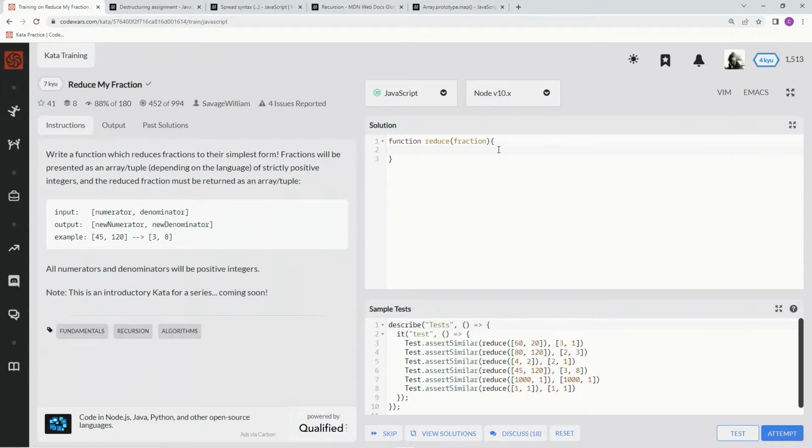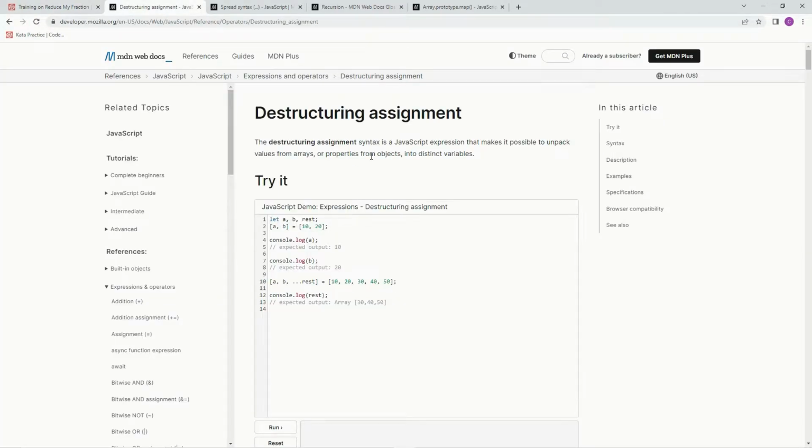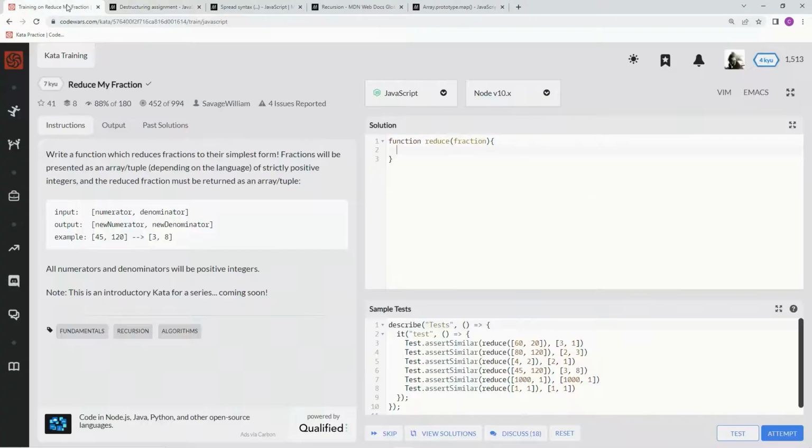is we're going to first start by declaring the numerator and the denominator using this destructuring assignment syntax, which is an expression that makes it possible to unpack values from arrays or properties from objects into distinct variables. So we're going to go like this: let, and inside of some brackets, we're going to say numerator and denominator. All right, and we're going to say that equals fraction, because the fraction is going to be coming in just like this. So we might as well just declare it, all right?